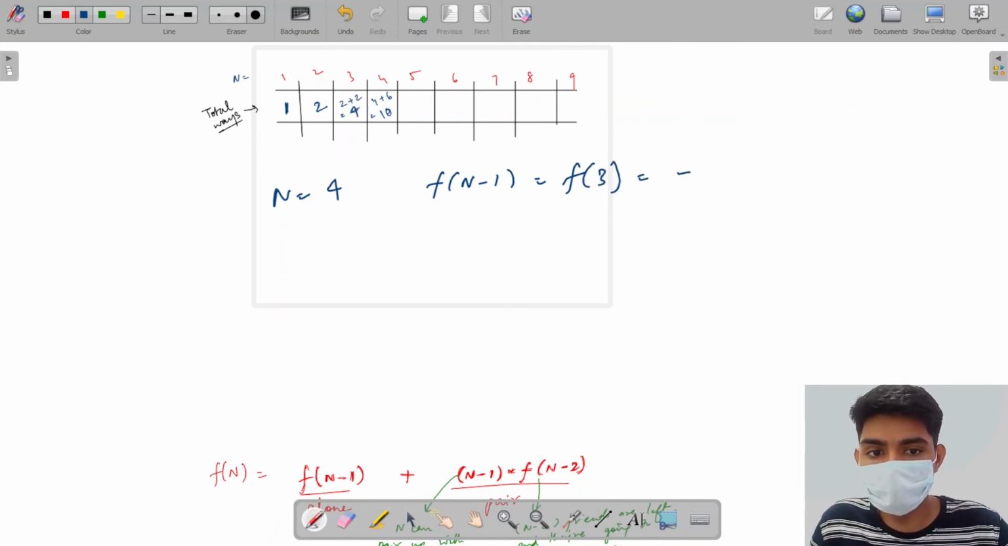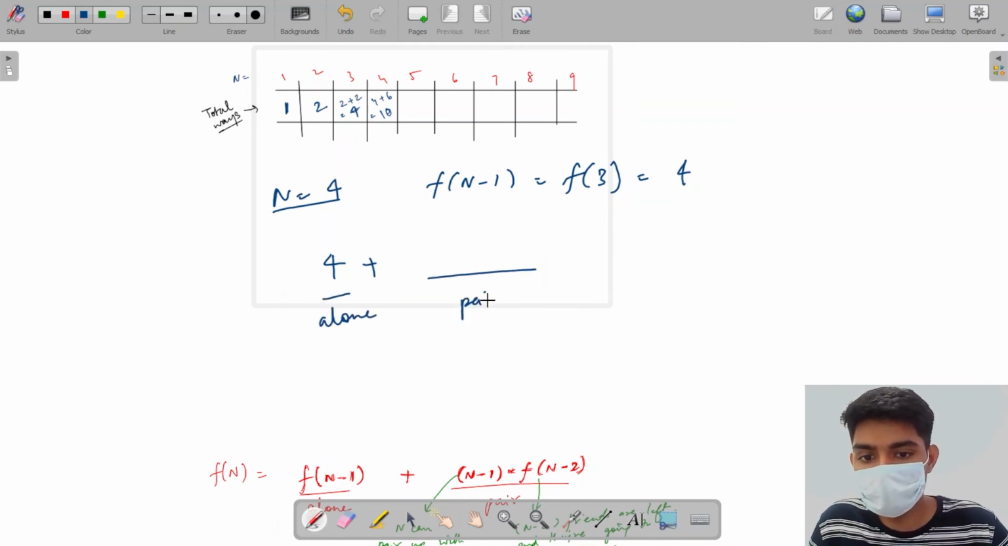F of 3 is 4. So for n equals 4, if it is going alone, my answer would be 4 plus, this is for alone, right? If it is pairing up with someone, that would be n minus 1, which is 3, times function of n minus 2, which is 2, right?